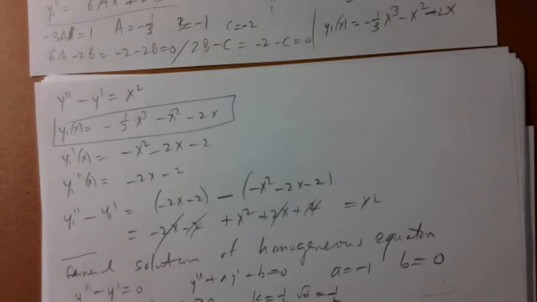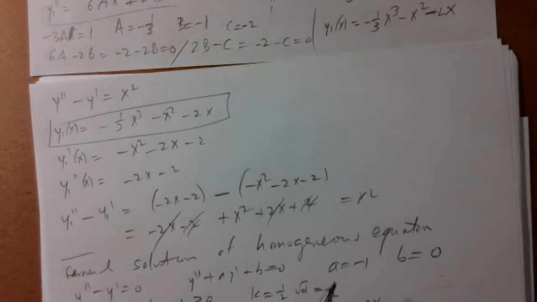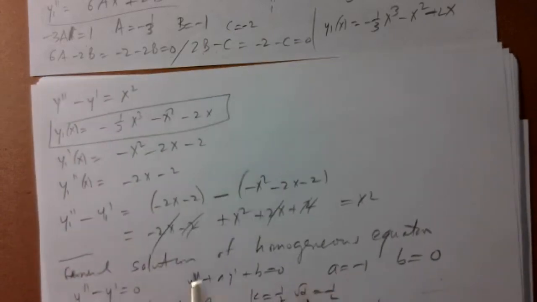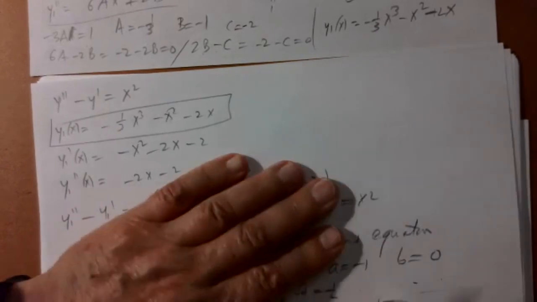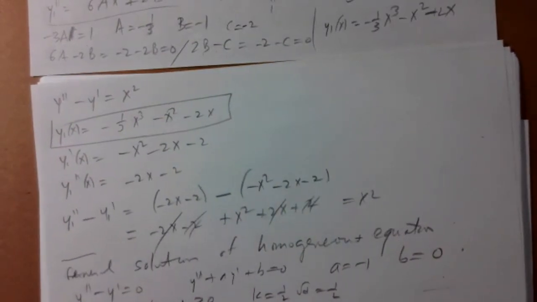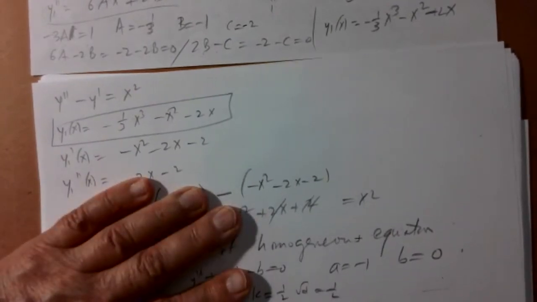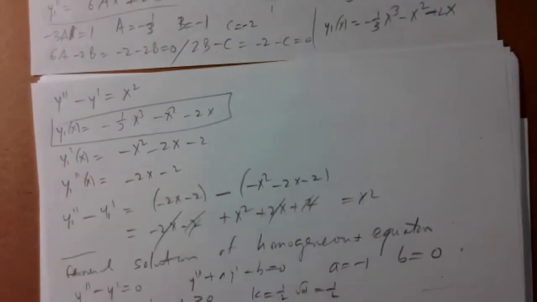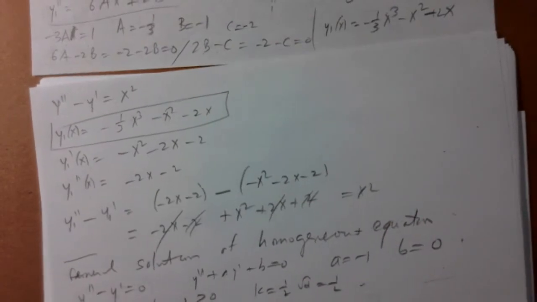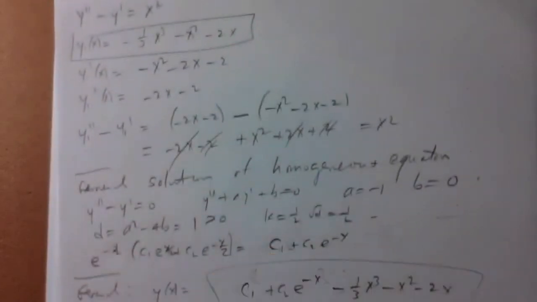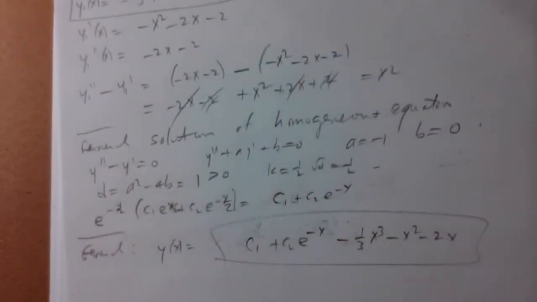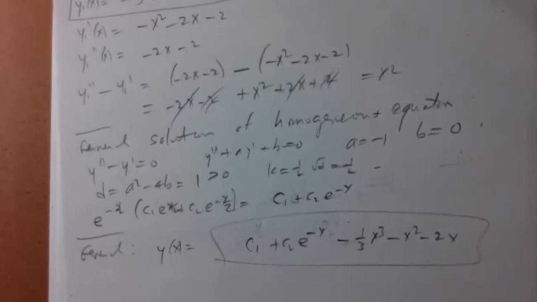So when I multiply it out, I get C1 plus C2 e to the minus x. So this is C1 plus C2 e to the minus x. So that's the general solution to the non-homogeneous equation. Okay.